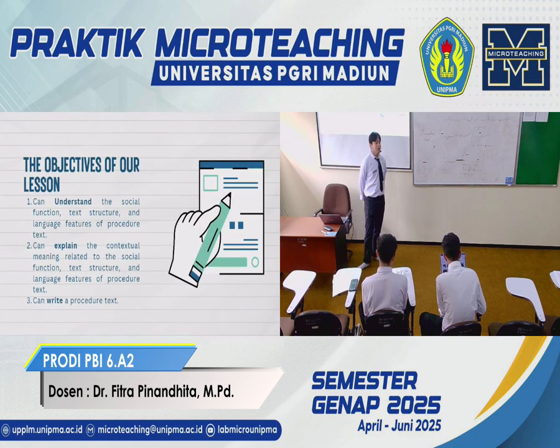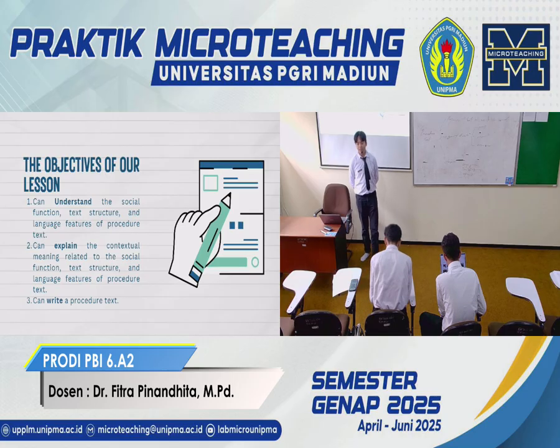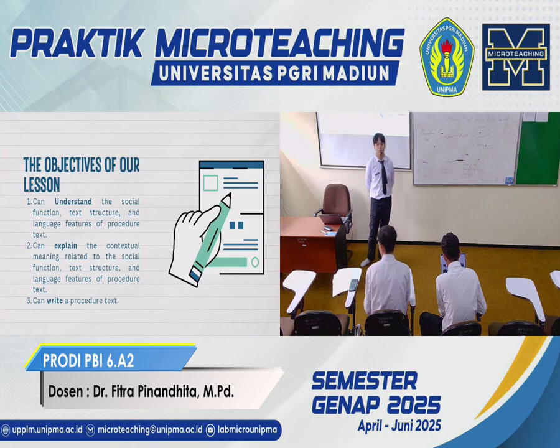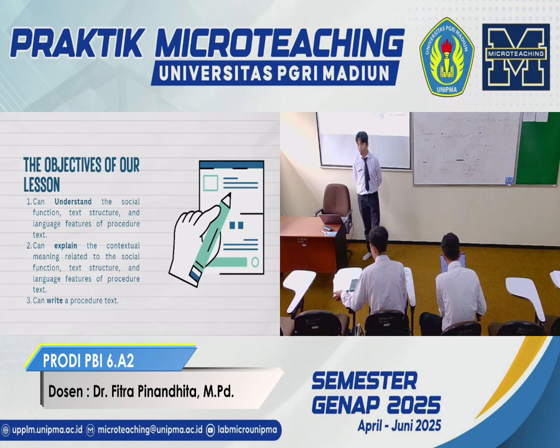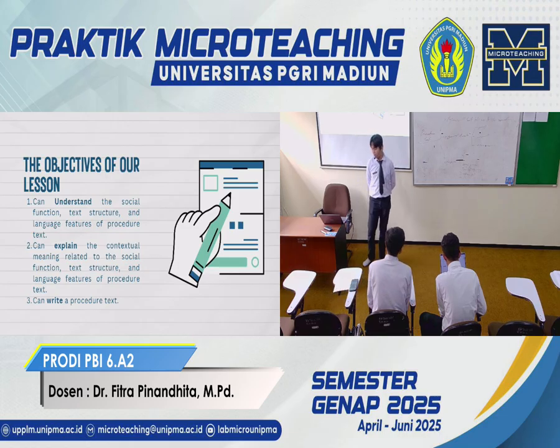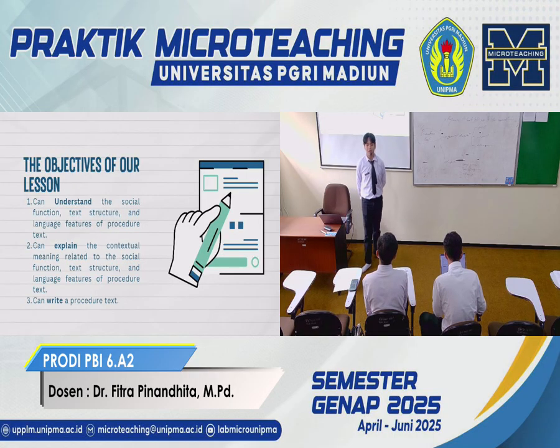Okay, the objectives of our lesson today are, first, to understand the social function, text structure, and language features of procedure text. Second, to explain the contextual meaning related to the social function, text structure, and language features of procedure text. And third, to write a procedure text.